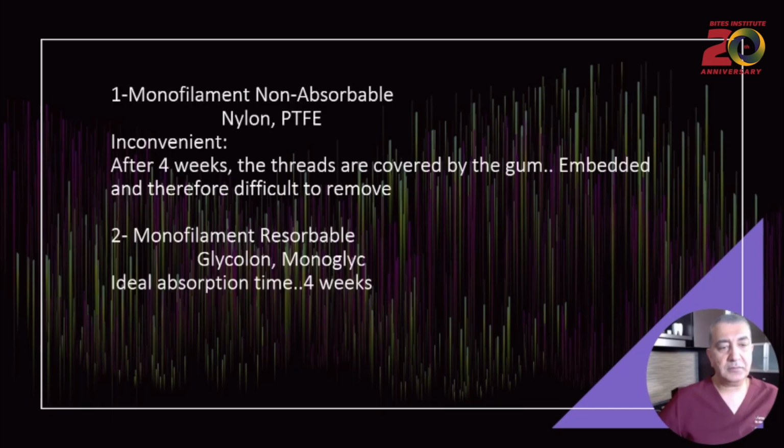We all know that monofilament suture is our preferred suture in the dental implant field. And we have the resorbable and the non-absorbable. For example, we have nylon and PTFE. But these are inconvenient because if we leave them for 4 weeks, the threads are covered by the gum, embedded, and therefore it's very difficult and painful to remove after 4 weeks. While the resorbable monofilament, which is glycolon or monoglyc, has the ideal absorption time of 4 weeks, which is basically the minimum.